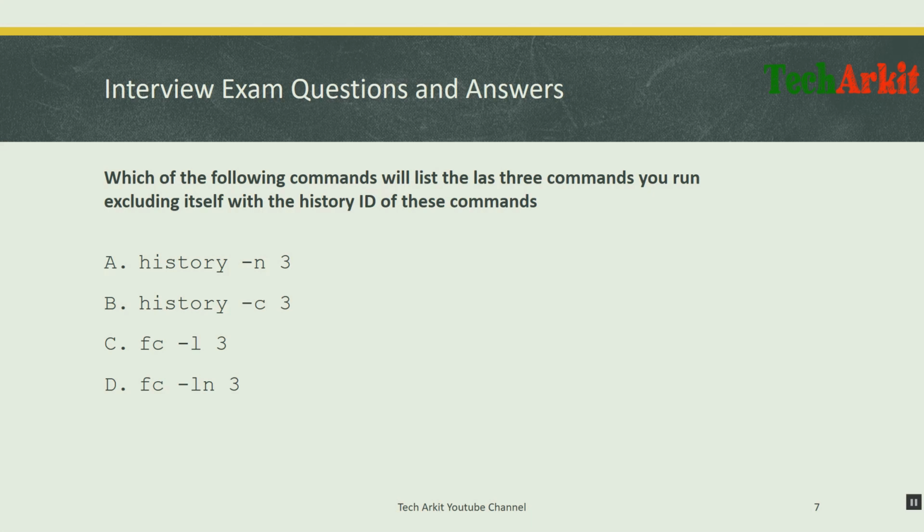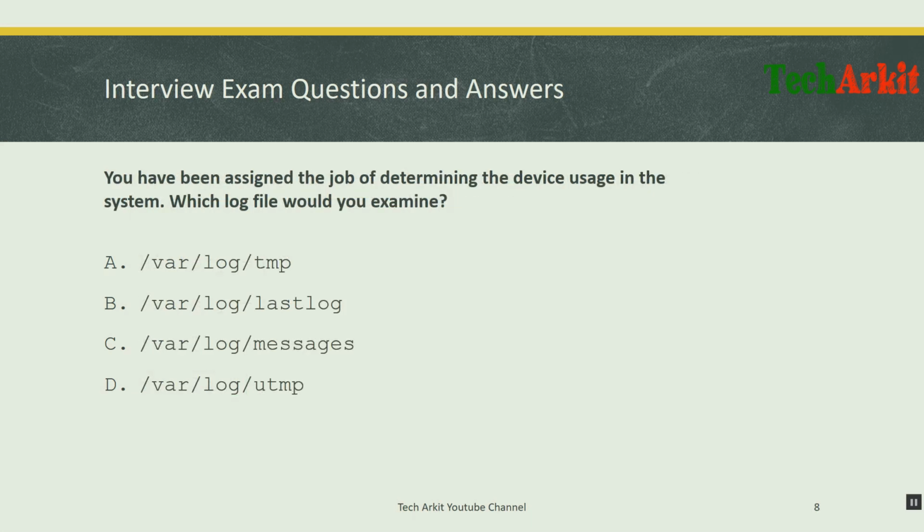fc -ln 3. So which is the option exactly which displays the last three commands excluding the current command? So the answer is fc -ln 3, which will show the last three commands from the history.